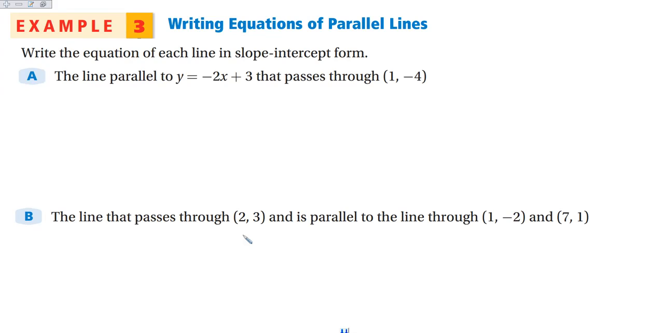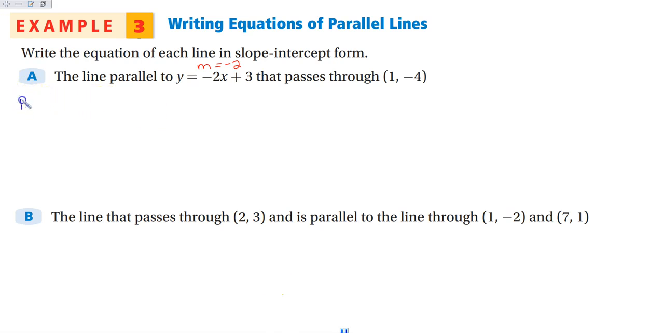So for this one, we're looking at writing equations of lines that are parallel to a given one. So we are given the line y equals negative 2x plus 3. We want to write the equation of a line that is parallel to this one that goes through this point. Okay, so the first thing that I want to do is find the slope of this line. The slope of this line here is negative 2.